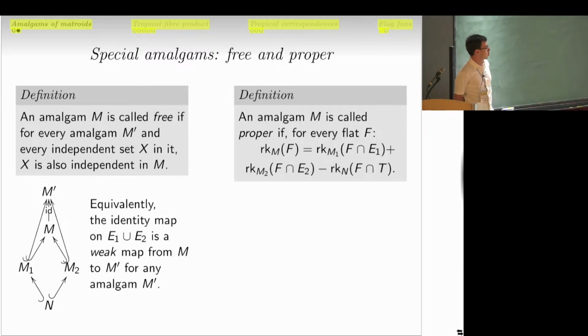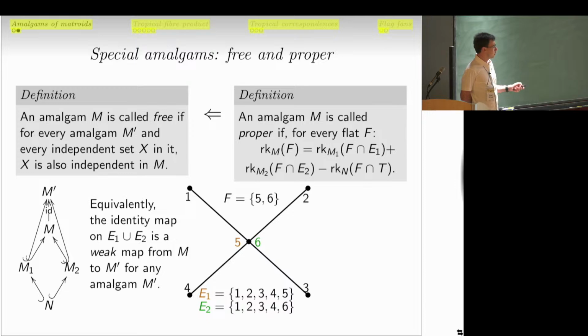And there is an even stronger notion of the proper amalgam, which is an equality on ranks, where we expect the rank of every flat in the proper amalgam to sum up from the ranks of the components minus the rank of the intersection. And this notion is strictly stronger than the notion of the free amalgam. It's easy to show, but the other way around, it's not true.